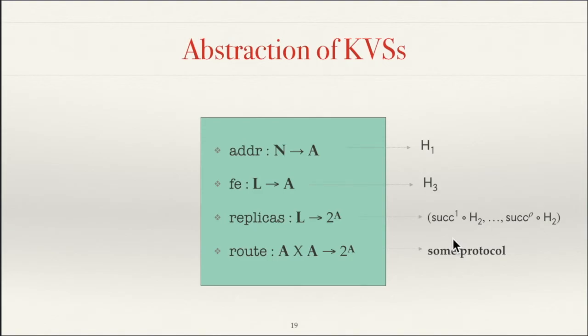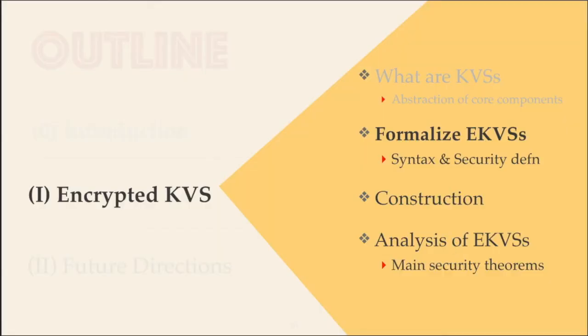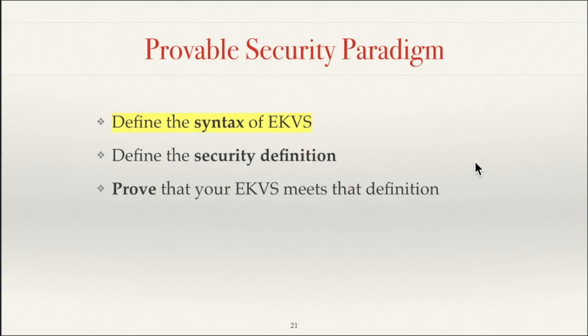Okay. So now that we have defined our key value stores and abstracted their components, the next step is to start thinking about encrypted key value stores and how we can formalize them and study their security. So we use the provable security paradigm to do so. And as part of the provable security paradigm, the first step we did was to define its syntax, as in what do we mean by an encrypted key value store.